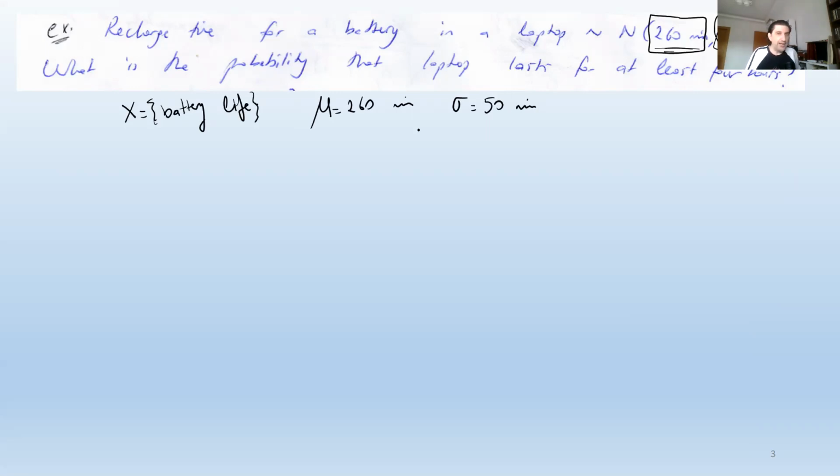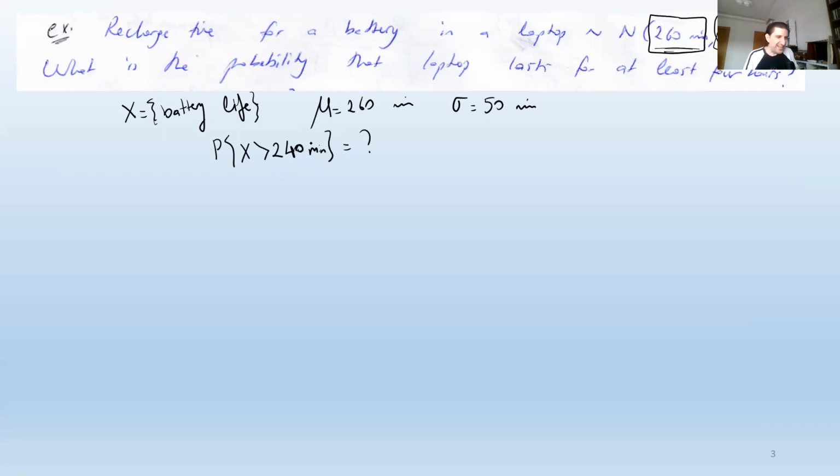That's it. So the question asked is, what is the probability that a single element or observation from that distribution x is going to be at least 4 hours? 4 hours is 240 minutes. I'm very sorry, which is 4 hours. What is the probability of this? Actually, if you write it in terms of minutes, it is easier to see the relation between this one and this one.